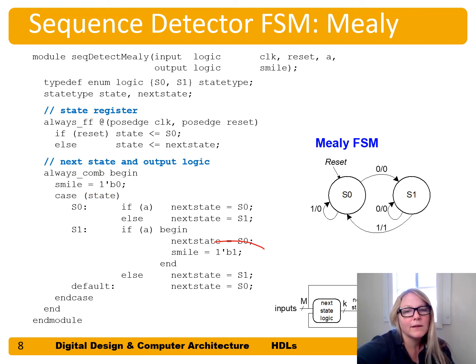And so it's assigned here, but in all the other places, instead of having to write it in all those places, we saved some lines of SystemVerilog code by putting it up at the top and saying, well, smile is equal to 1 bit of 0 unless it's assigned something else. And this is within a single block of logic, and so we're not assigning it within 2 different hardware blocks.